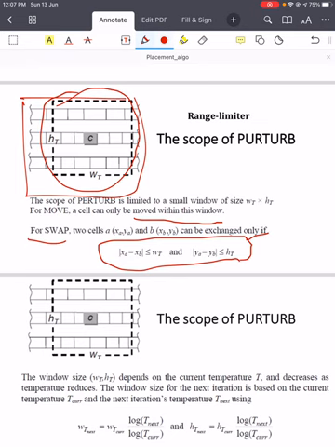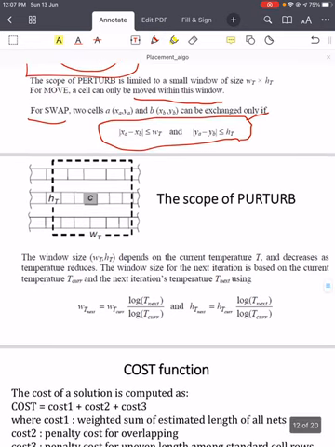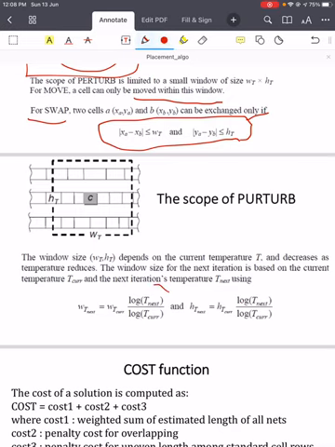So we'll see that this window size WT and HT depends on the current temperature, and it decreases as the temperature reduces. The window size for the next iteration is based on the current temperature T current and the next iteration temperature, T next. Using this type of logarithmic function, we are going to change the size of this window.